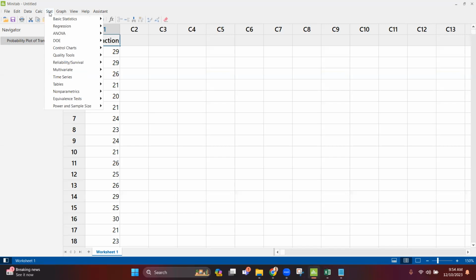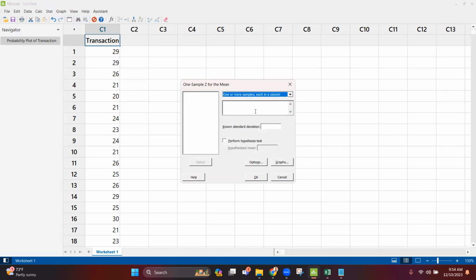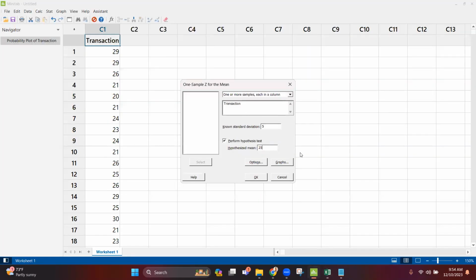Here we go to Stat, Basic Statistics, and here is the option One Sample Z test. We click on this and select the data. Known standard deviation, we are taking as 5, as in the target. And for the hypothesis test, we are comparing with 25 as the mean. Why 5 and 25? I just explained some time back: the target is an average of 25 with a standard deviation of 5. So I wanted to compare now. I have put the data. You can go to Graphs and choose what you want to see, let's say the histogram of the data. Click OK and click OK.